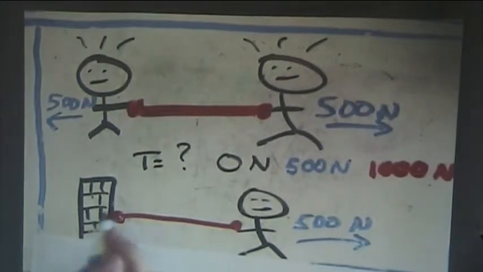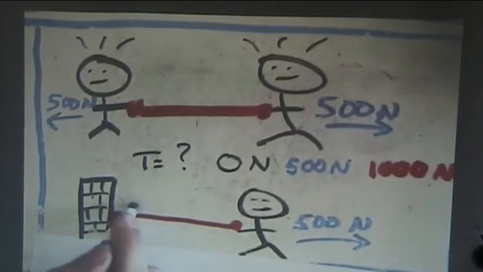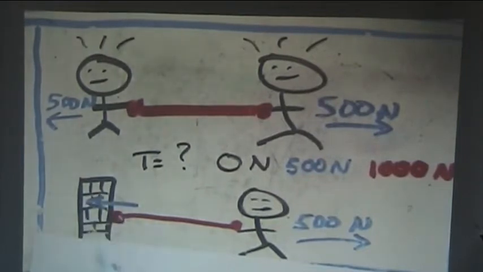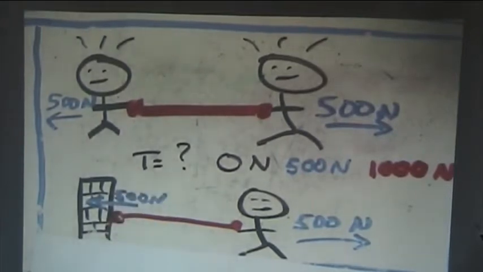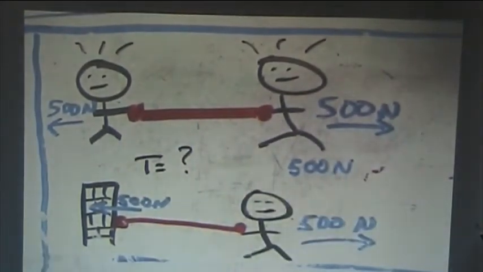If the rope is pulling on the wall, then the wall is also pulling on the rope. Since the forces must be equal and opposite, the wall also pulls with a force of 500 newtons. Well, all of a sudden, these two pictures are looking pretty similar, aren't they? It doesn't matter if it's a wall pulling with 500 newtons or a person pulling with 500 newtons. The tension in the rope is 500 newtons.